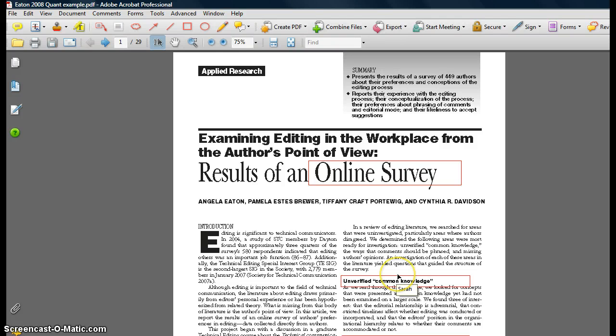So now that we've had a chance to look at what a qualitative research article looks like, let's look at a quantitative one to look at what some of the differences are in presenting the findings of your research. This article is by my old advisor at Tech.